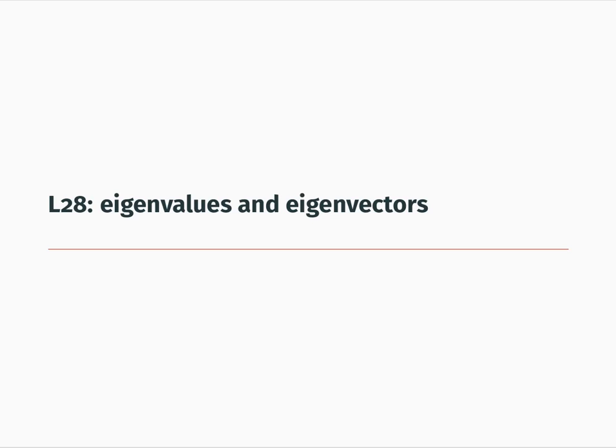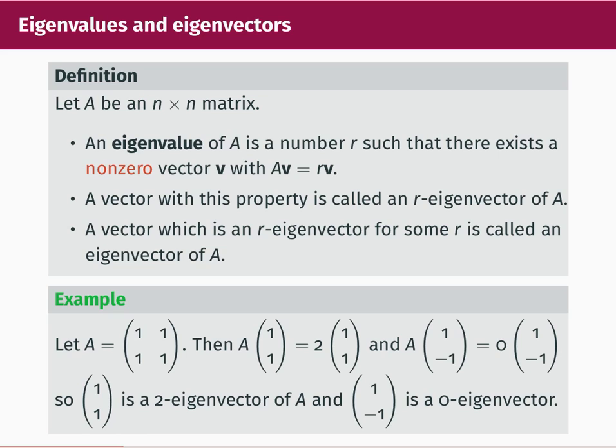Our final topic in this part of 0007 is eigenvalues and eigenvectors. This is something we're going to return to in the next section on linear algebra. Here are the definitions. Take an n by n matrix A.